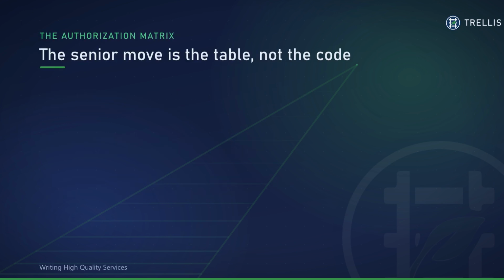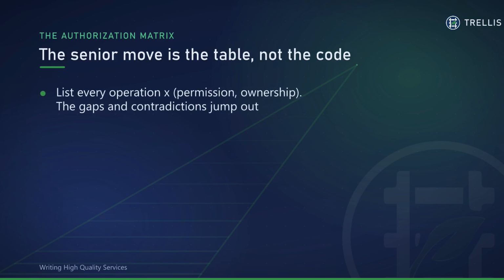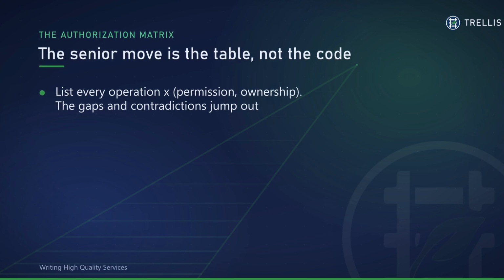Here's the part juniors skip and seniors insist on. Before you write any authorization code, write the matrix. Every operation, in a table with two columns: the permission it needs, and whether it also checks ownership. The moment it's a table, the bugs surface.